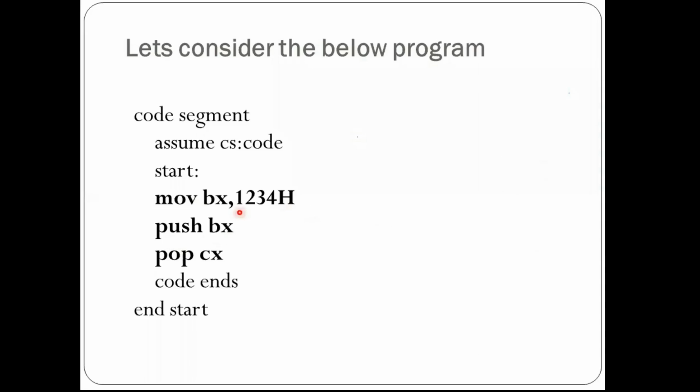Push BX: the stack will get the value 1234, and BX is still 1234. The stack will copy these values 1234 into it. So when I execute pop CX, before pop CX, CX was 0. After pop, 1234 has to be stored to CX, and the program is getting that 1234 not from BX, but from the stack. From the stack, 1234 is copied to register CX.